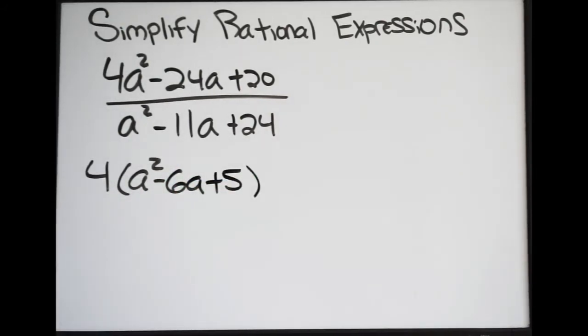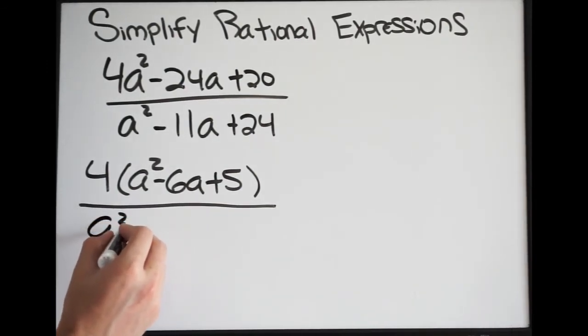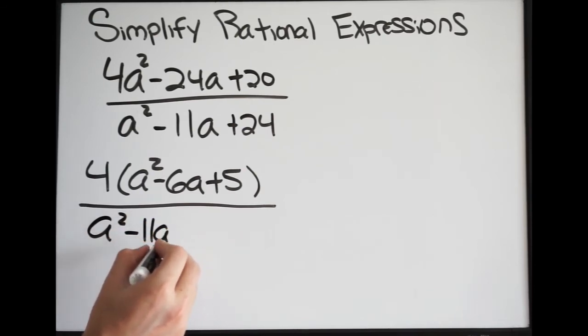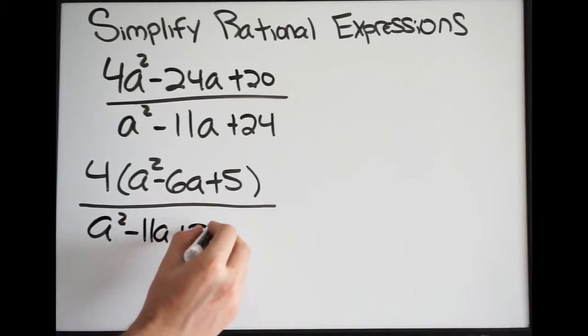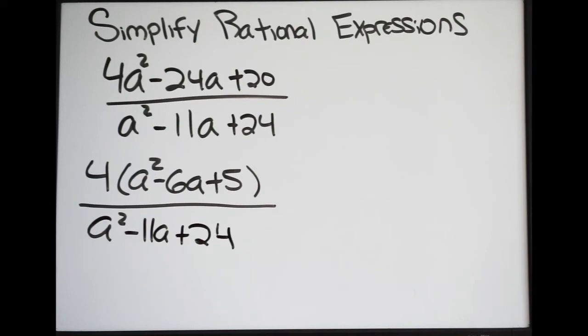And then working on the denominator, you can just go ahead and rewrite it as it is. A squared minus 11a plus 24. Okay. Now we want to see if we can factor further using the AC method. Because notice I do have a quadratic and a quadratic. So let's try to factor this using the AC method.